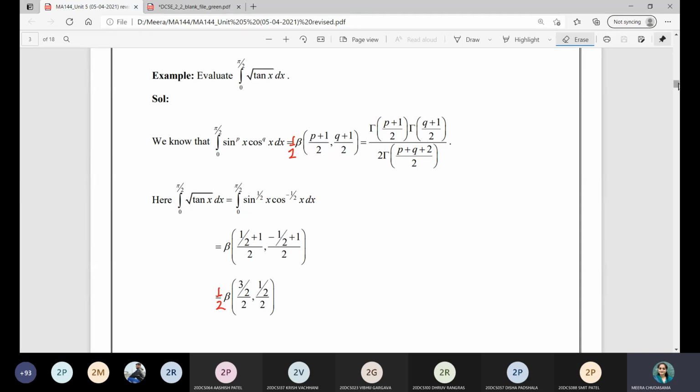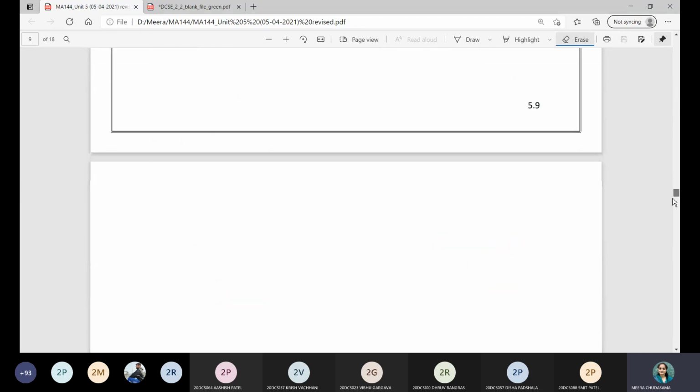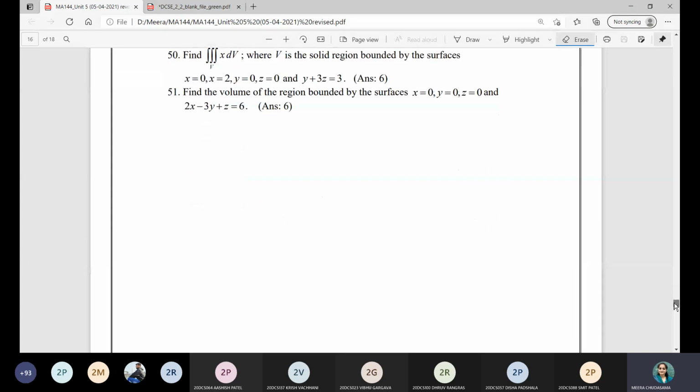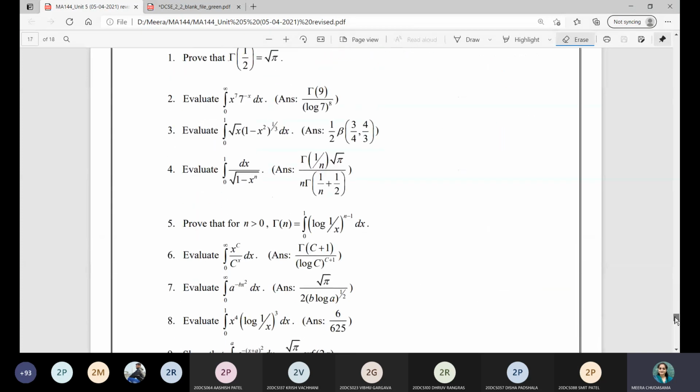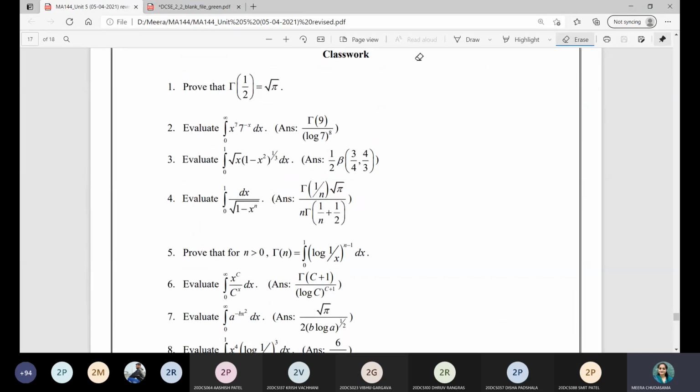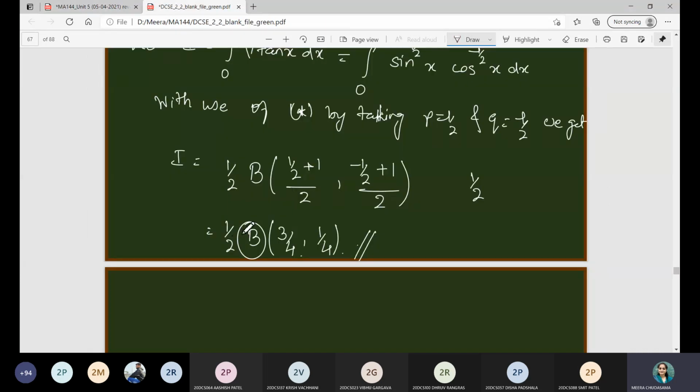Now let us do the other examples based on this one. So this is what we have seen yesterday, gamma 1 by 2. Now we are going to take this second example. Let me write it.